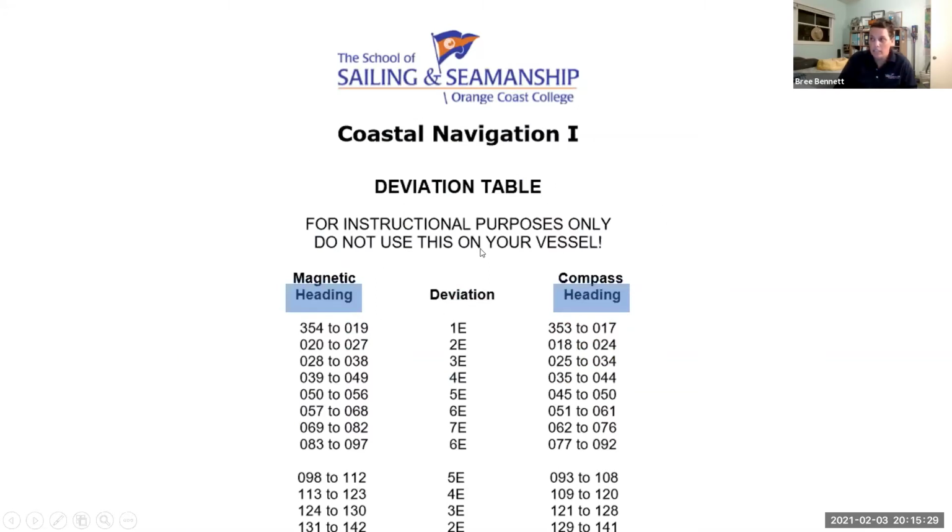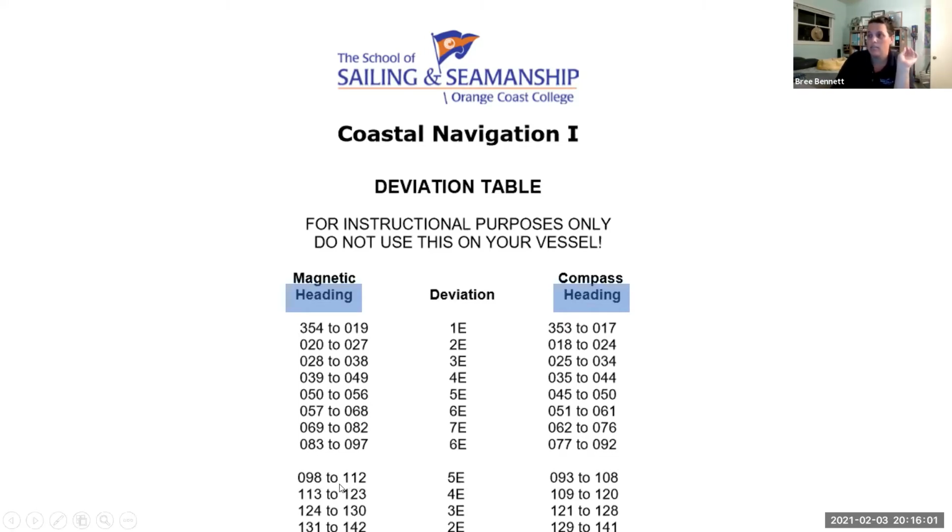For our deviation table, our deviation is based on the heading, not the bearing. So I want you guys to really highlight this, exclamation point, star it, whatever it is. I like to actually highlight the word heading on your deviation table so that you are using your heading to enter the deviation table, not the bearing.